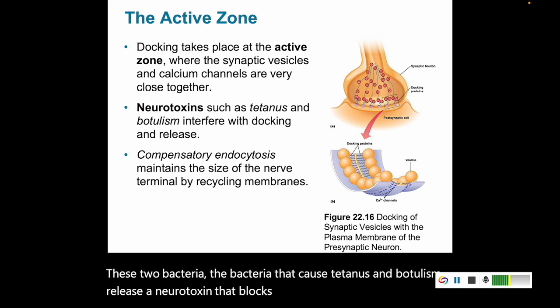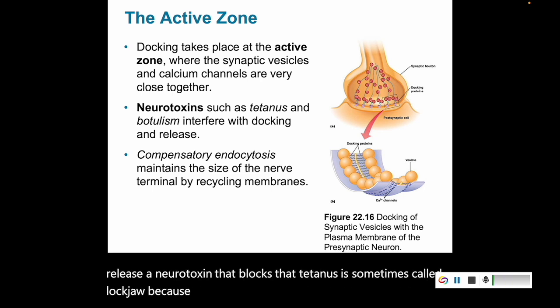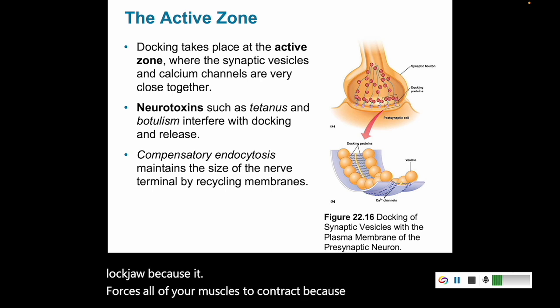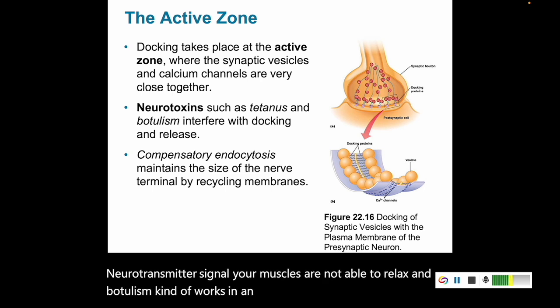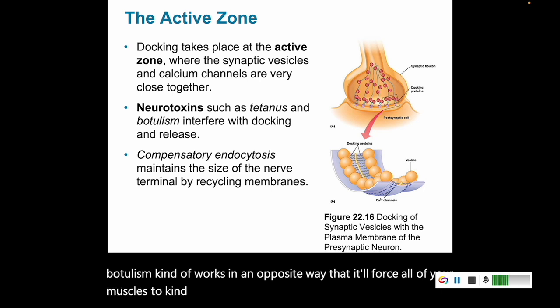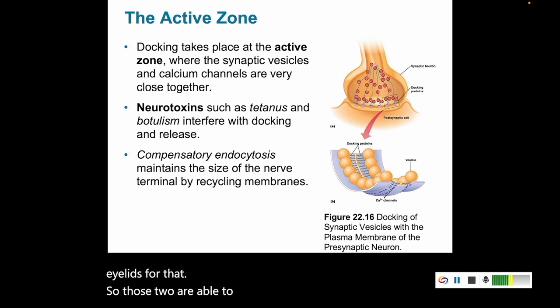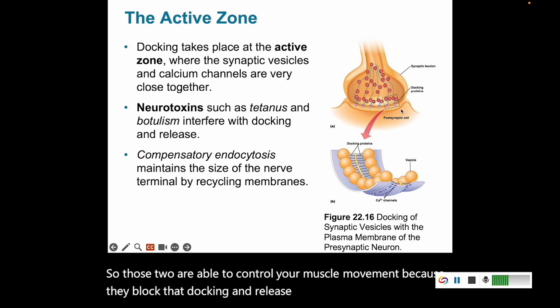Tetanus is sometimes called lockjaw because it forces all of your muscles to contract, because by blocking that neurotransmitter signal, your muscles are not able to relax. And botulism kind of works in an opposite way, in that it'll force all of your muscles to relax and droop. You can't even open your eyelids. So those two are able to control your muscle movement because they block that docking and release of your neurotransmitters to change and control your muscles.